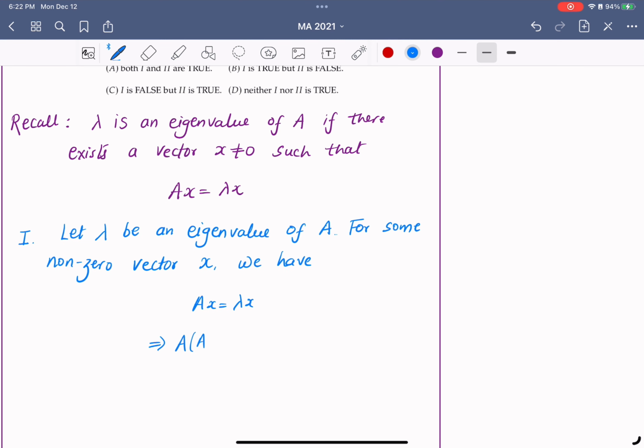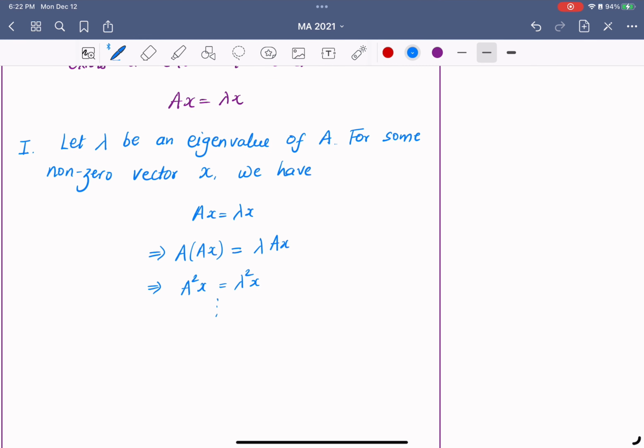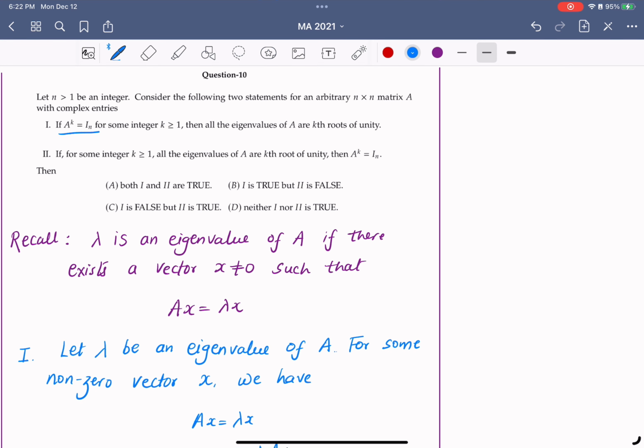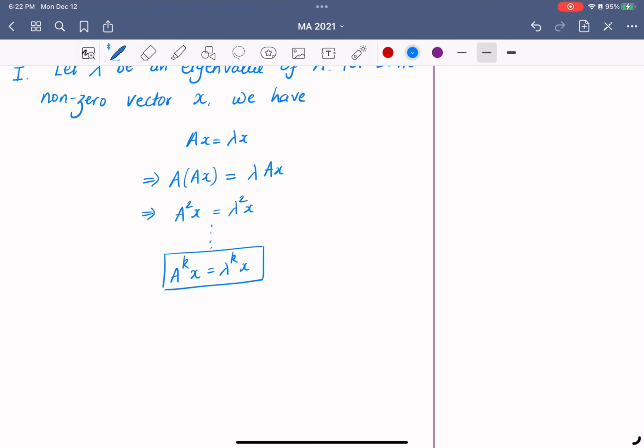Now what you do is multiply on both sides by A, like this. This gives A square x is equal to lambda square x. Now go on like this. What you get is A power k times x is equal to lambda power k times x. Right. But what do we have in the statement? It's given that the kth power of A is equal to identity. So we replace A power k by the identity matrix here. We get In times x equals lambda power k times x. Very well. This implies that x is equal to lambda power k times x.